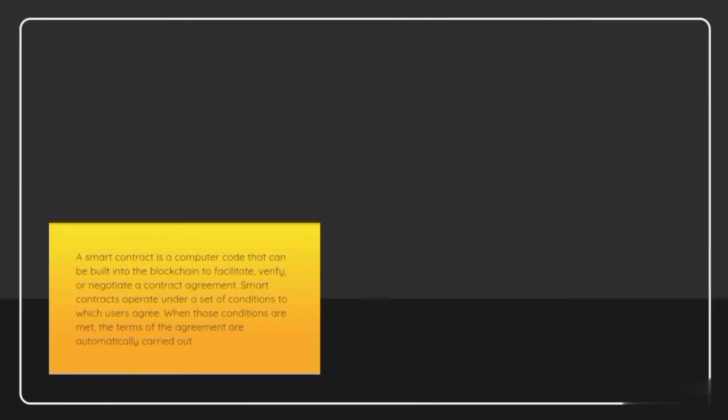Smart contracts. A smart contract is a computer code that can be built into the blockchain to facilitate, verify, or negotiate a contract agreement. Smart contracts operate under a set of conditions to which users agree. When those conditions are met, the terms of the agreement are automatically carried out.